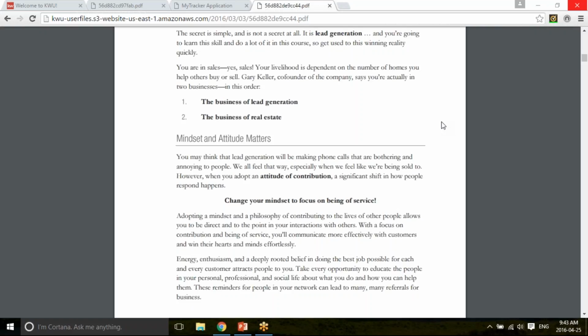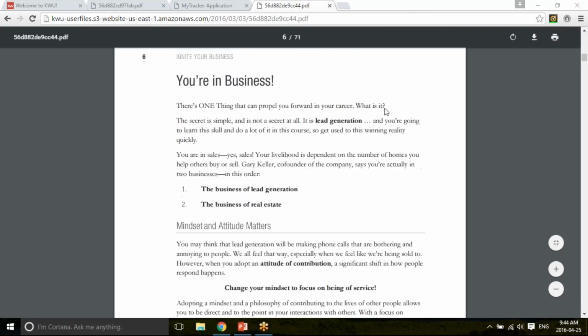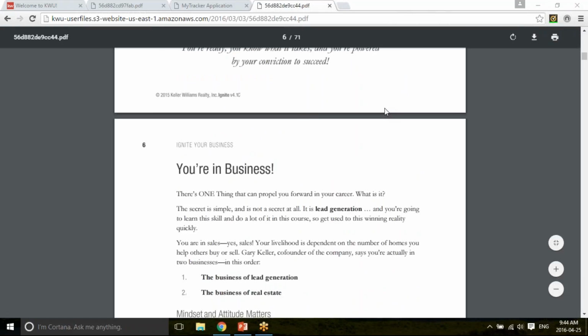Okay, so we have 2 jobs. What are our 2 jobs? Lead generation and real estate. Excellent. Okay, so ta-da, we've finished page 6. The next thing we're going to get into, does anybody have any questions on any of this, by the way?